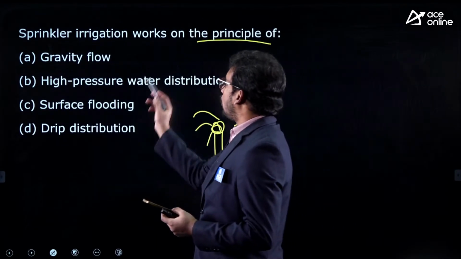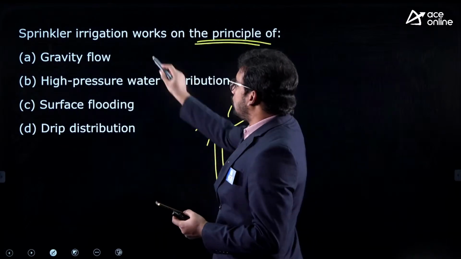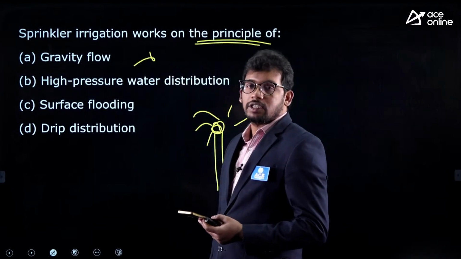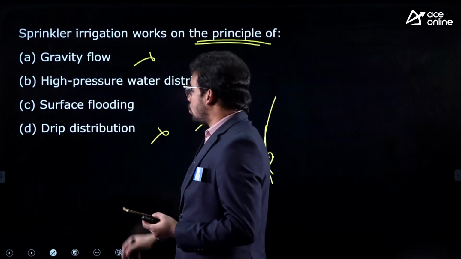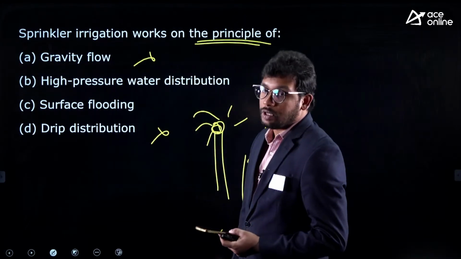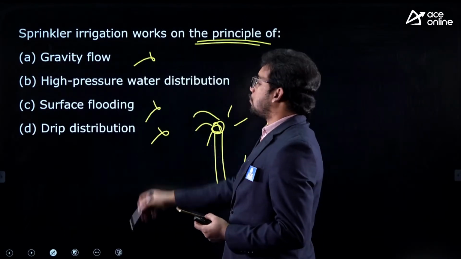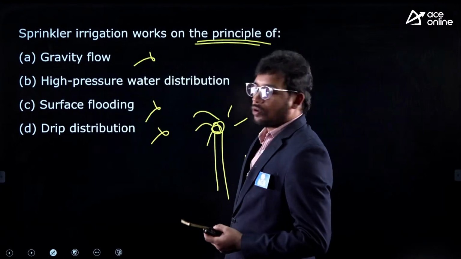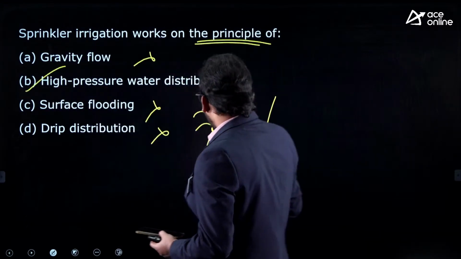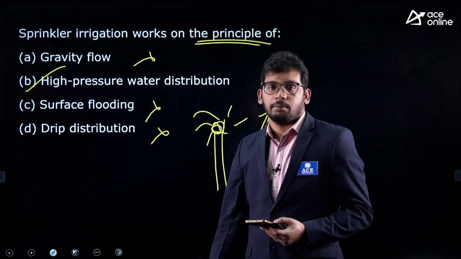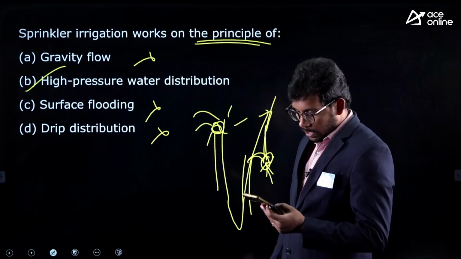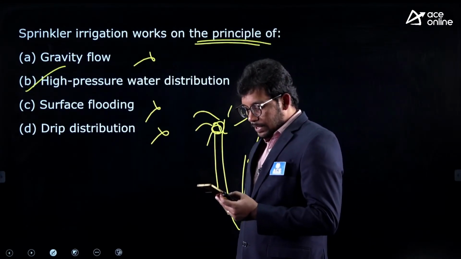So now, what is the main principle? Gravity flow? No, gravity flow is usually done with canal irrigation. Drip distribution? No, drip distribution is done through drip irrigation. Surface flooding, this is also wrong. So high pressure: we lift the water with pressure and then distribute it to different parts, different land. So the answer is basically B.